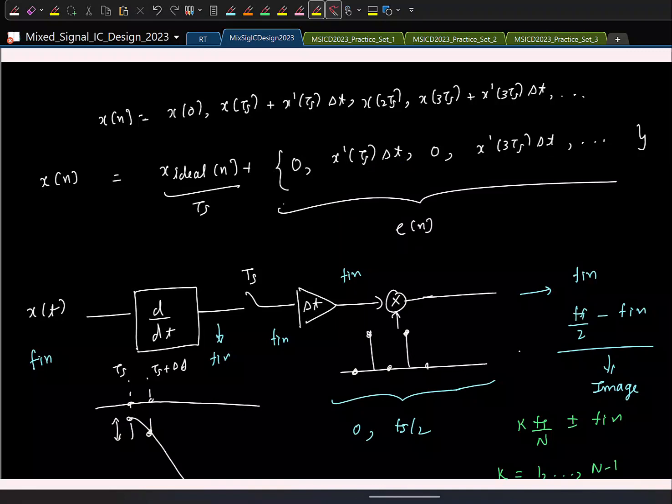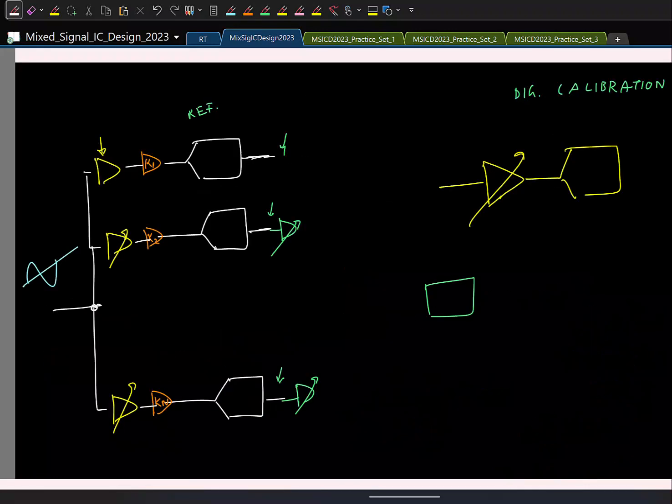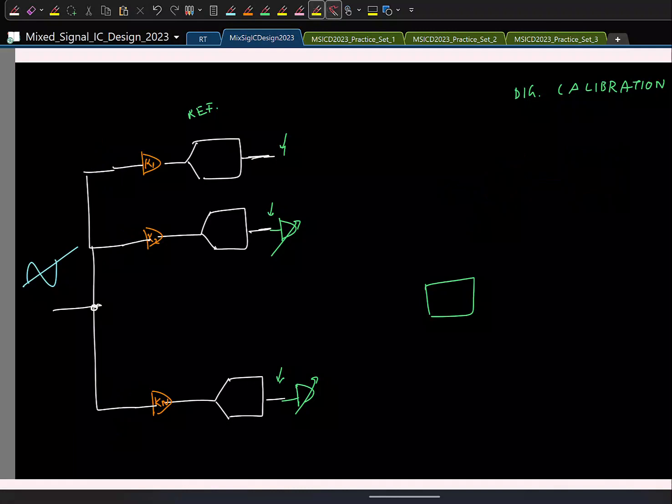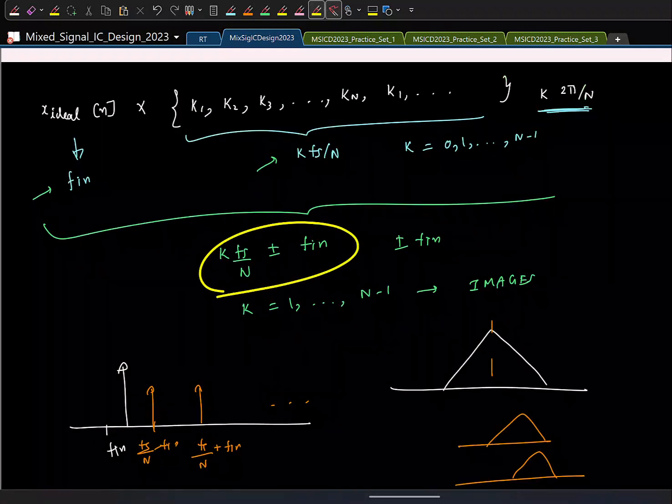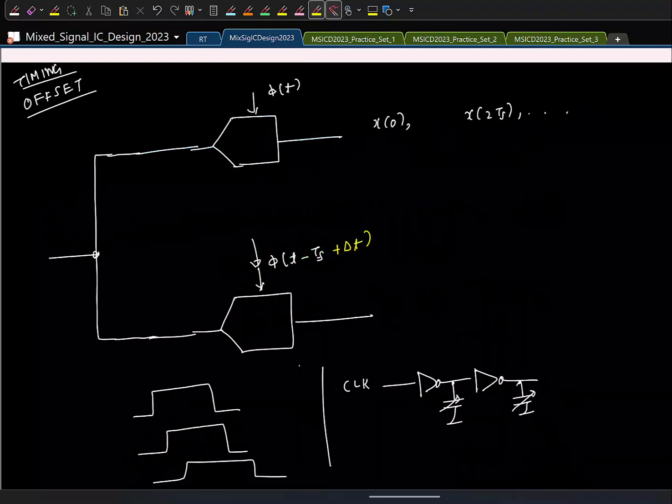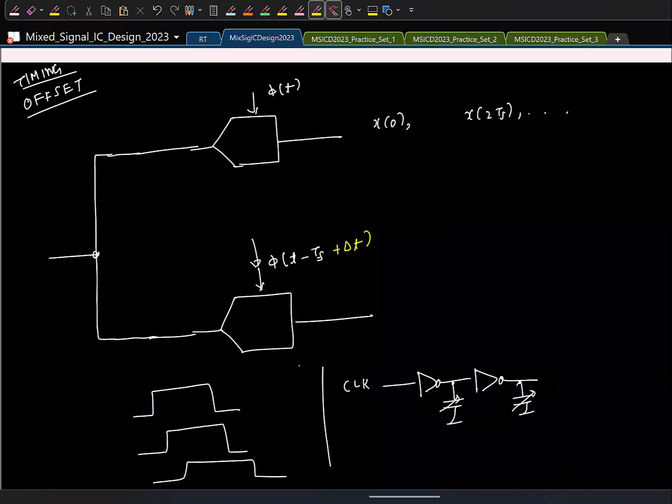So bottom line, for both timing offset and mismatches in the gain, the effect you see on the signal spectrum is the same, right? Because you see these images at k times fs by n plus or minus fn, but for the timing offset, the error is basically dependent on the slopes. Okay. Actually, you can also understand this from a different angle. Maybe we can do that.